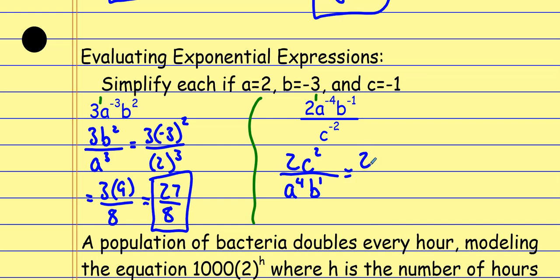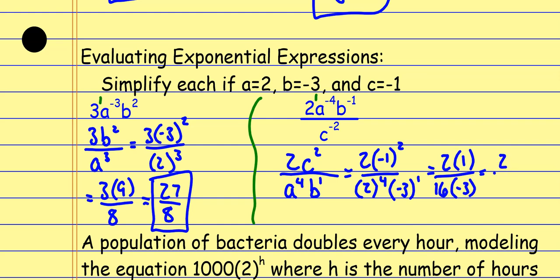Now let's substitute in. Ready? In parentheses, negative 1 squared. Parentheses, 2 to the fourth. Parentheses, negative 3 to the first. And now let's simplify. Negative 1 to the second power is a positive 1. 2 to the fourth power is a 16. Negative 3 to the first power is a negative 3. Continue to simplify. That's 2 over a negative 48, and then I can reduce that. That's a negative 1/24. Done and done. Okay?